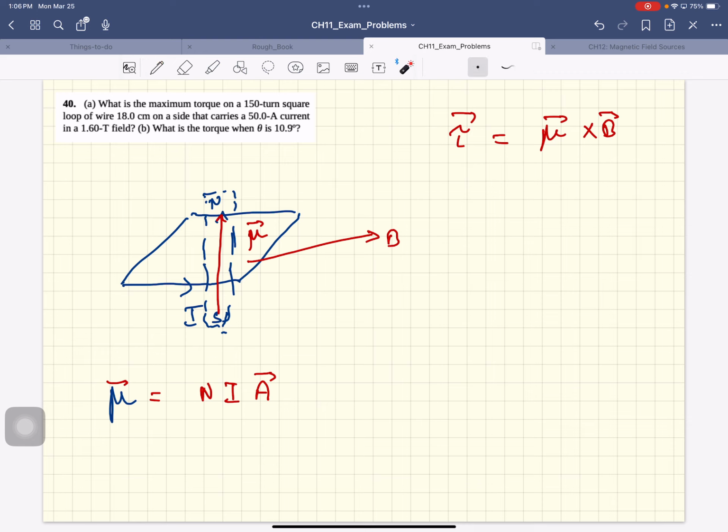So what is mu? Mu is the strength of the magnet, which is called the magnetic moment, and the magnetic moment is given by N. What is N? Number of turns of wire. I is the current flowing in the wire, and A is the area of the loop. So this is the strength of the magnet.